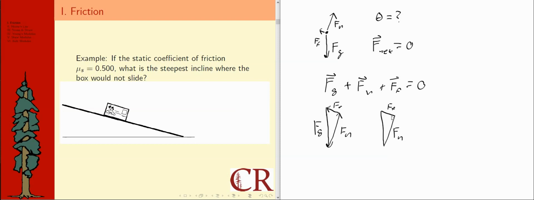Fn and Ff comprise the two legs of this right triangle, and Fg really is the hypotenuse of this force triangle we have now. What do you bet that angle theta might be here? And how do I know that might be the angle theta that I'm after?